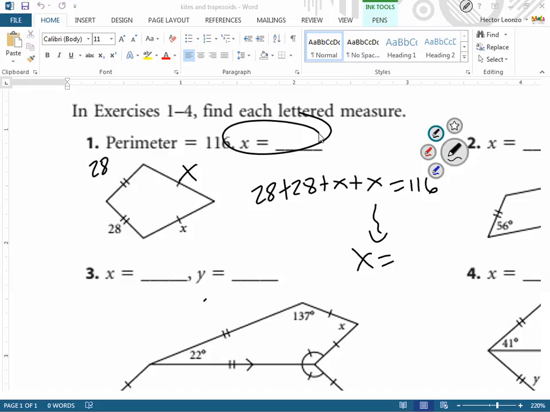Now, I'm not going to quite finish it, but we added the 4 sides. It's just that one side we needed to write 28, and another side we needed to write an x. Add everything and equals to 116.